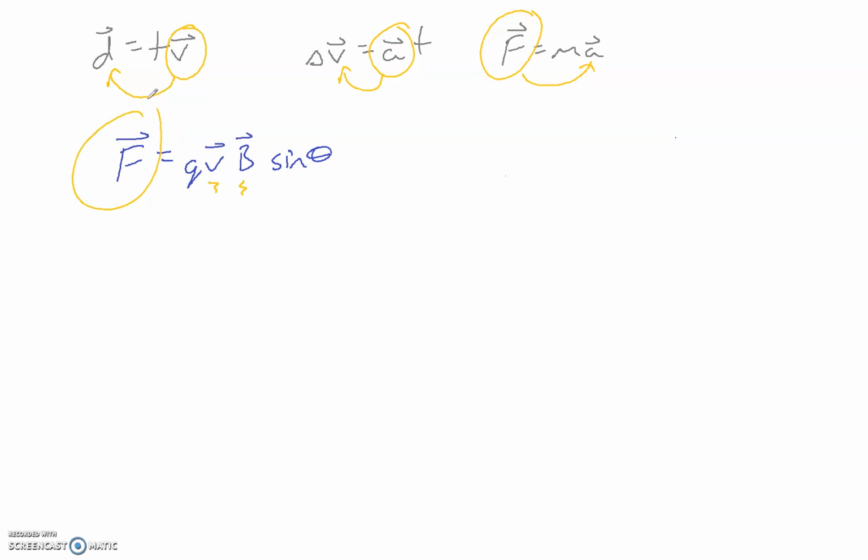One doesn't take precedence over the other one. Like the velocity vector is not more important than the magnetic field vector or vice versa. It doesn't work that way. This one gets a little bit different.